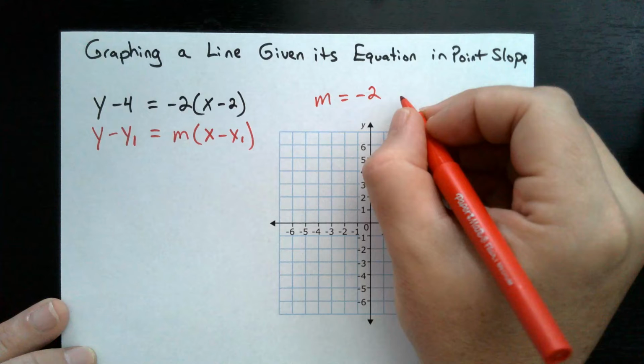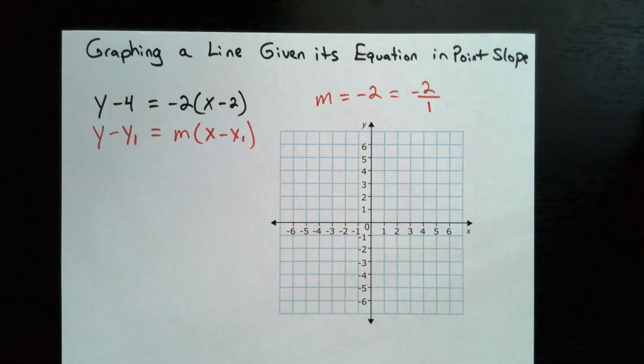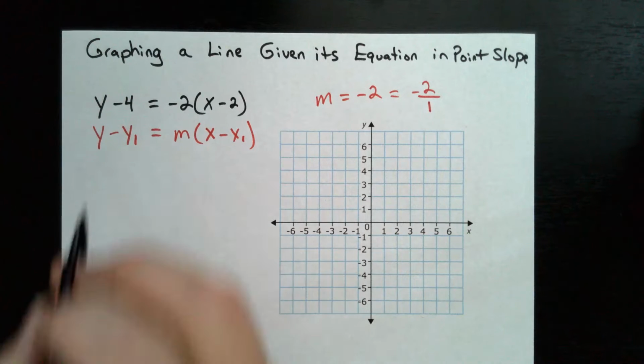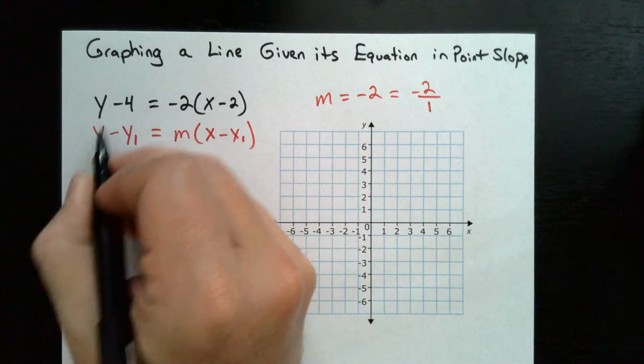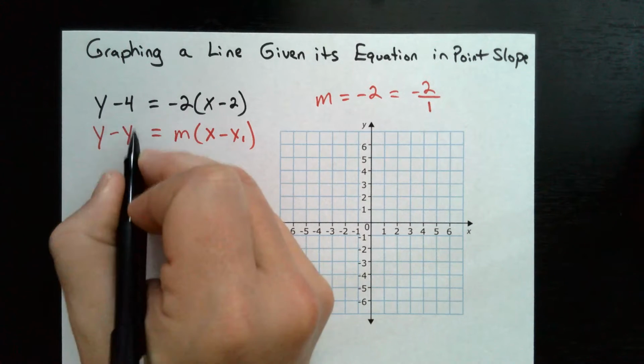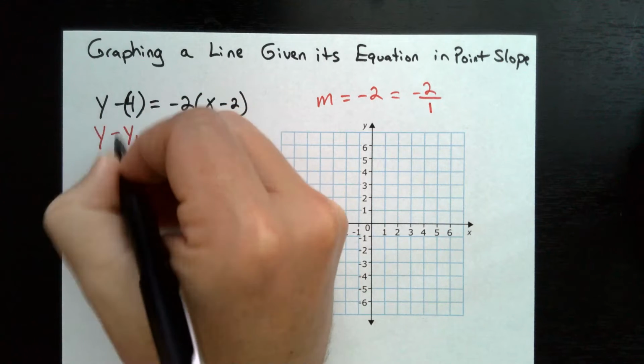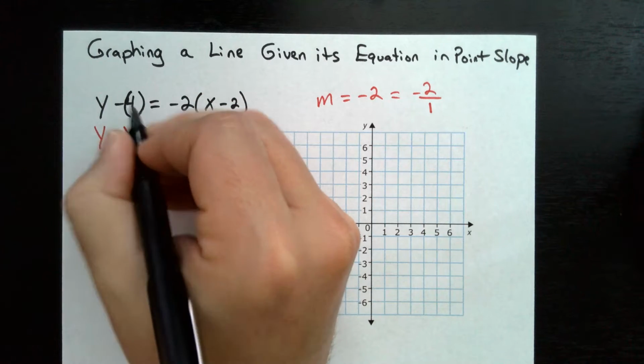And you might want to write that as -2 over 1 to help you use the slope when we go to graph this. Okay, now what we need is a point. Because we have a slope, what we need is a starting point, and then we can use our slope. Okay, so notice in this formula we have y, and we have minus, and then we have a 4 where y1 is. Okay, so that 4, since the sign here is the same, our y1 is equal to 4.